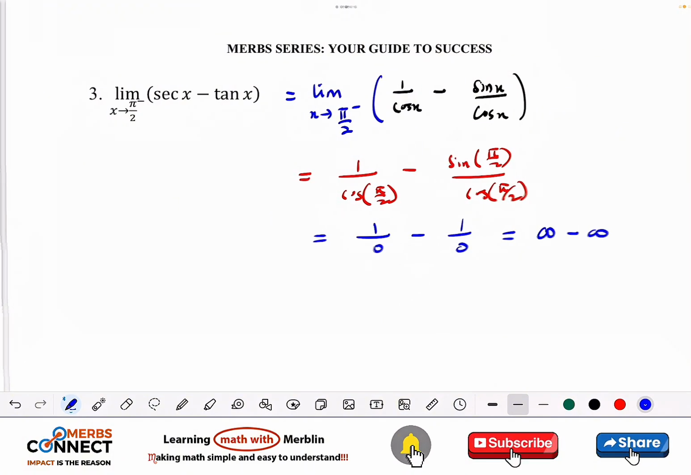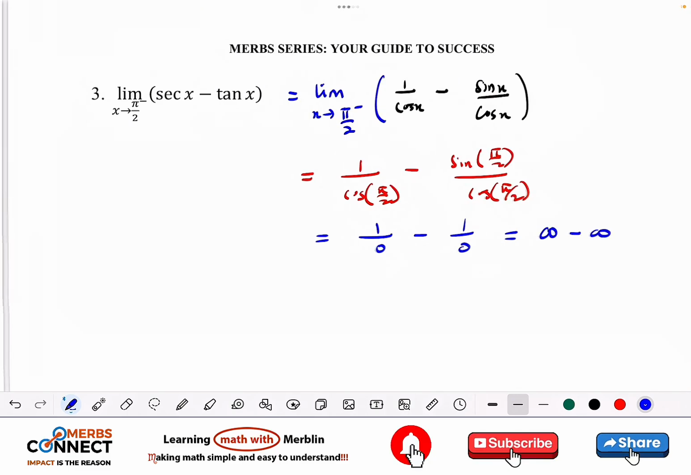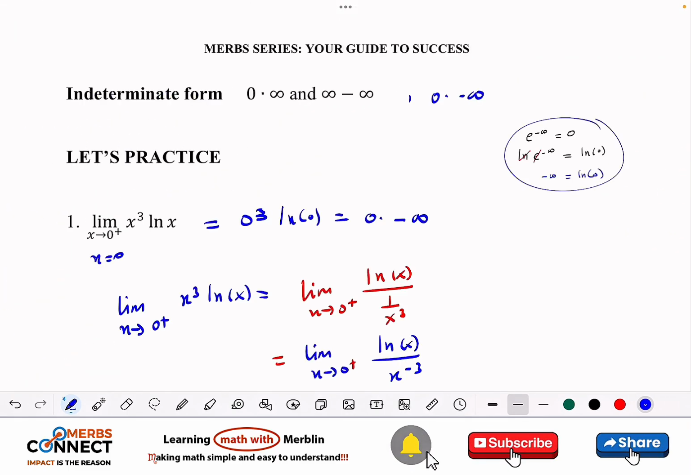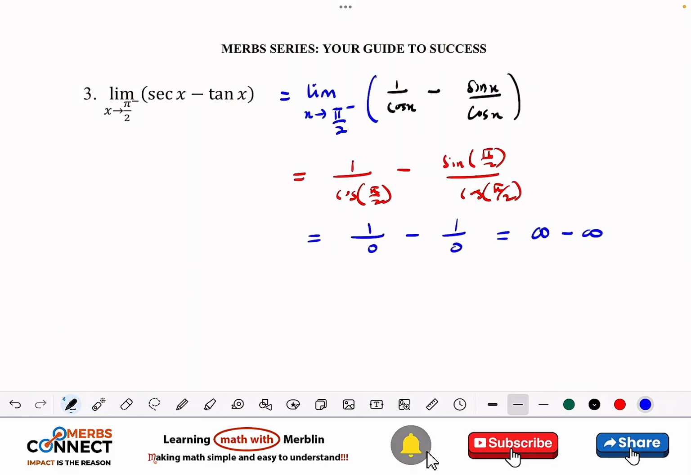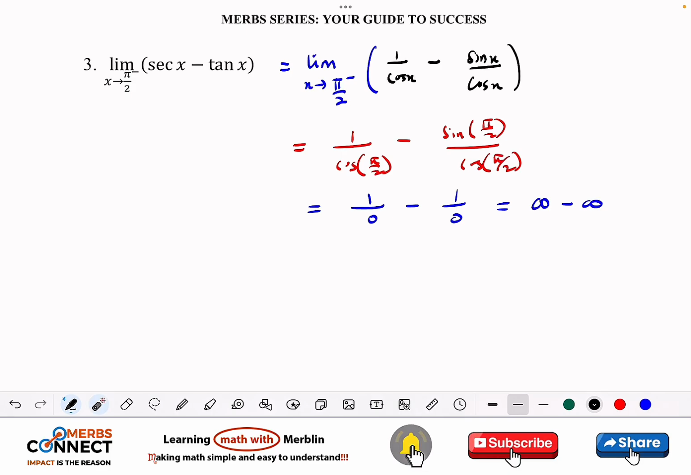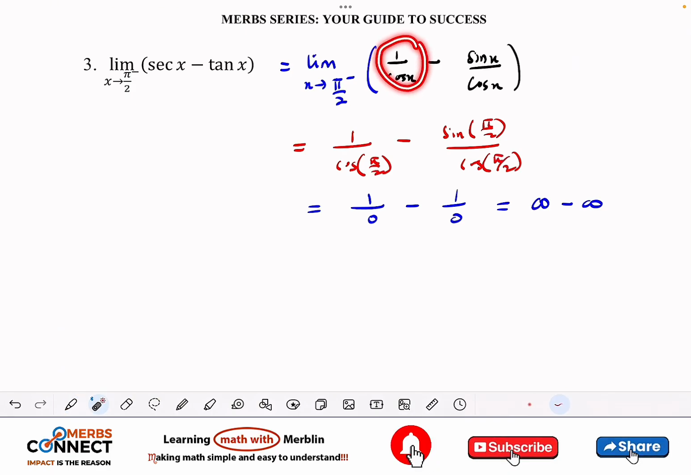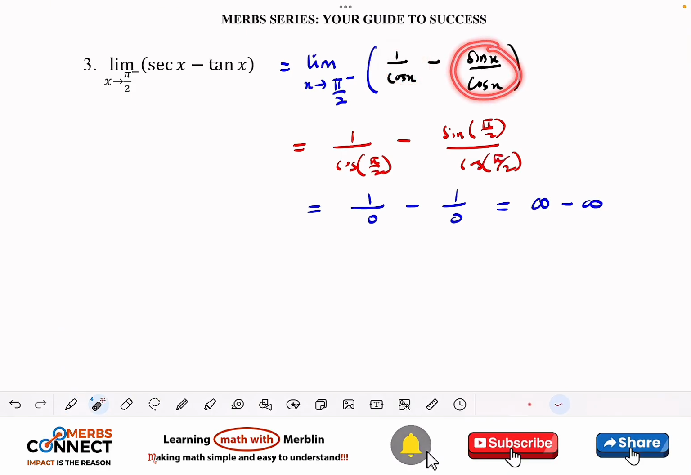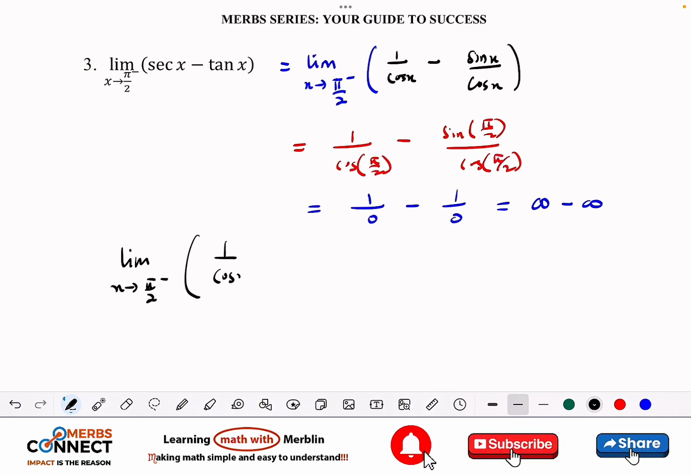Good. So if this is infinity minus infinity, then we can now use L'Hopital's rule, because we saw this kind of infinity minus infinity here. So let's try and use L'Hopital's rule to do that. With L'Hopital's rule, we always need to have it in this form. So we are going to do it in this form, and then we solve it. So the limit as x approaches pi on 2 from the negative side of 1 over cos x minus sine x divided by cos x. This is using L'Hopital's rule.